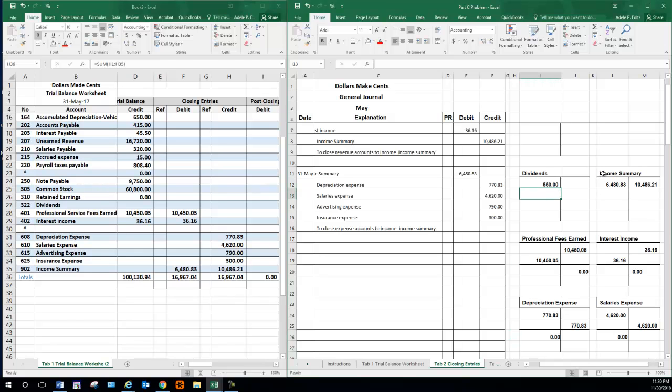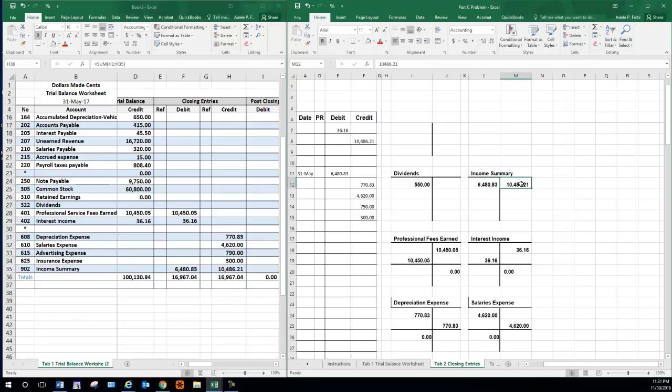Okay, so we still have this income summary account over here. What's very interesting is, if you notice, your income summary account has a credit and a debit in it. And if we do the math on that, let's figure out what the balance is. Our credits are higher than our debits, so we're going to subtract the two, and it's a credit balance of $4,005.38.